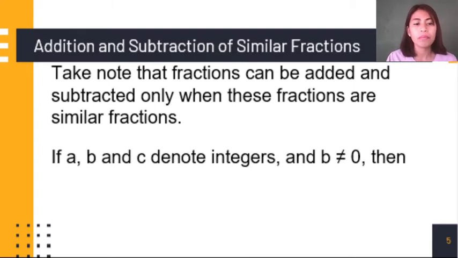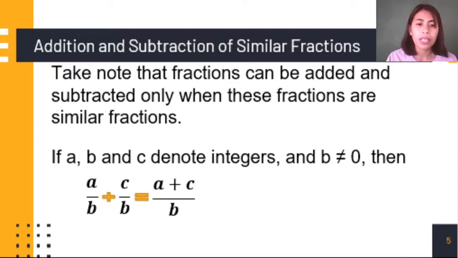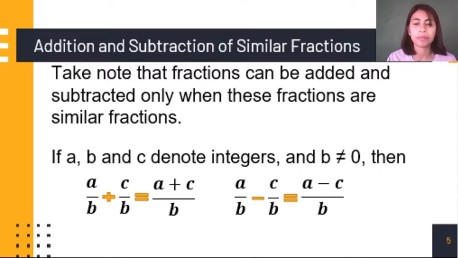If a, b, and c denote integers, b is not equal to 0, then a over b plus c over b is equal to a plus c over b. For subtraction, we have a over b minus c over b is equal to a minus c all over b. Now, let's try some examples.